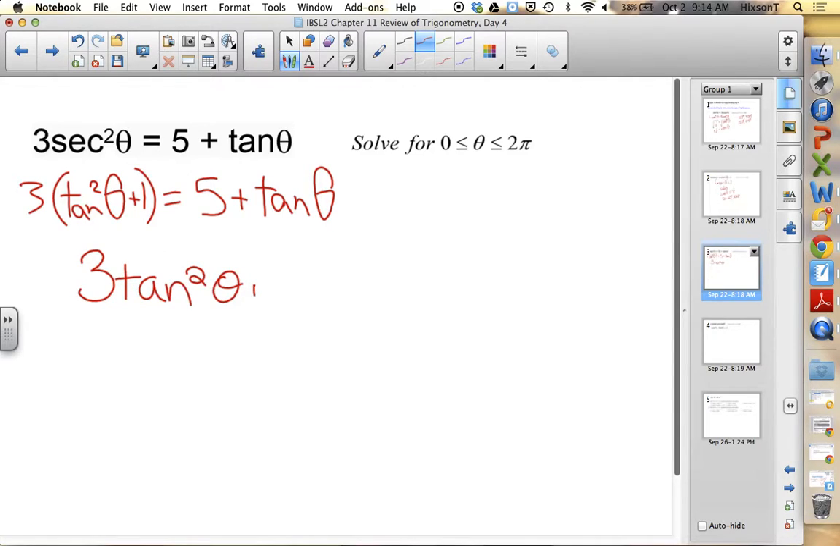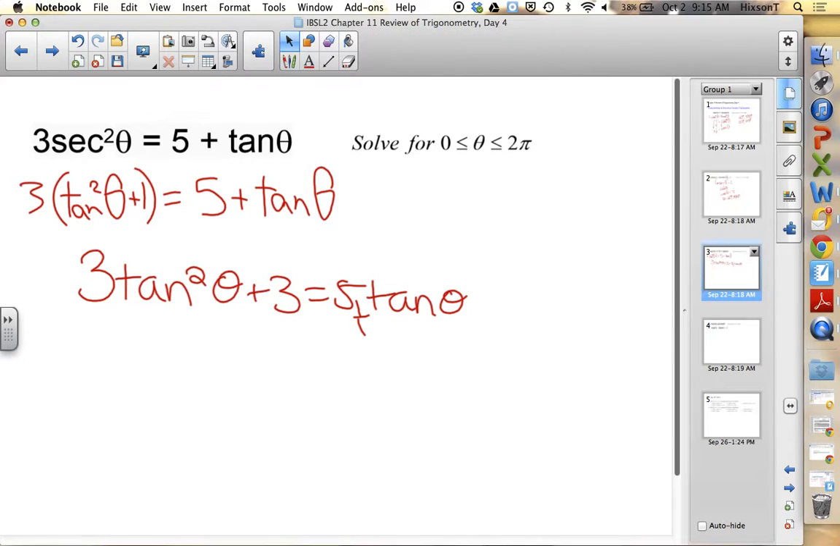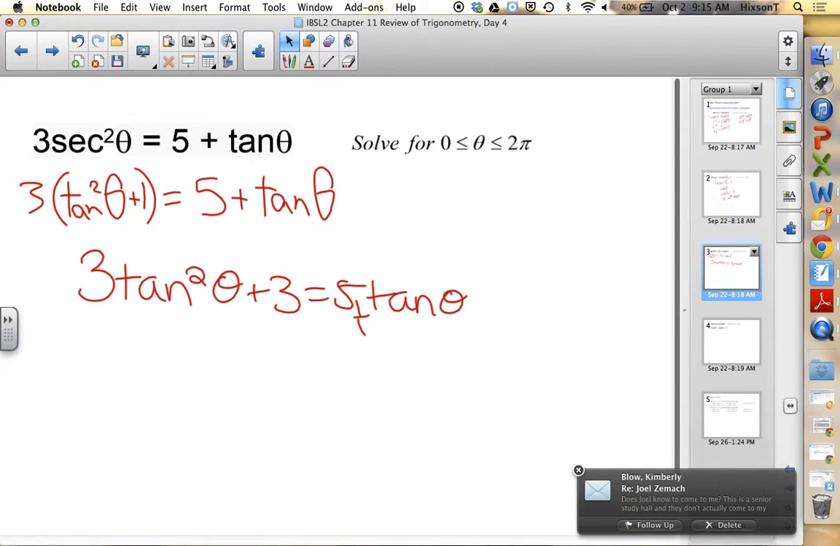What was the answer then? This one, it's 5 plus tangent theta. On this one, guys, you're going to have to treat it like a quadratic. Okay? So we'll pick up there tomorrow, finish it off, and go from there.